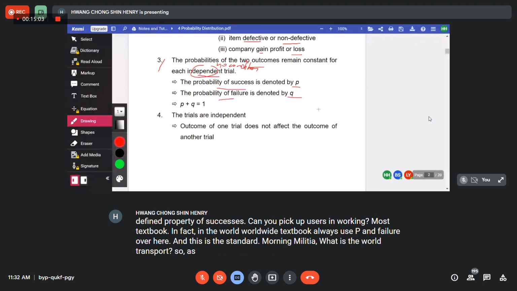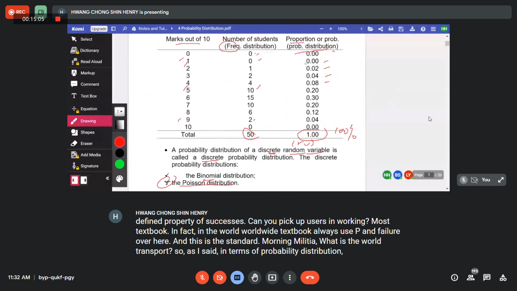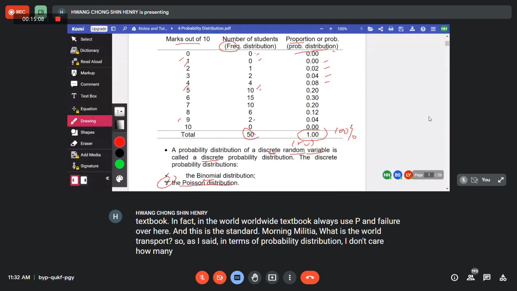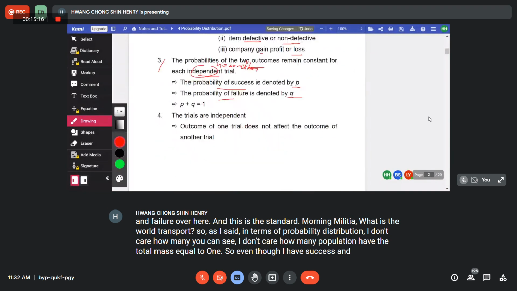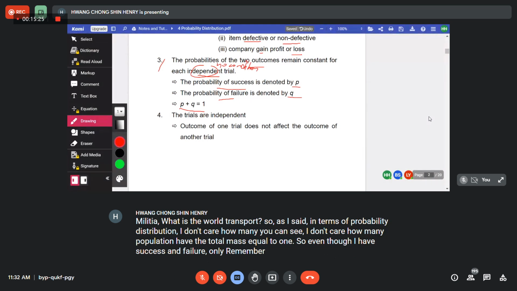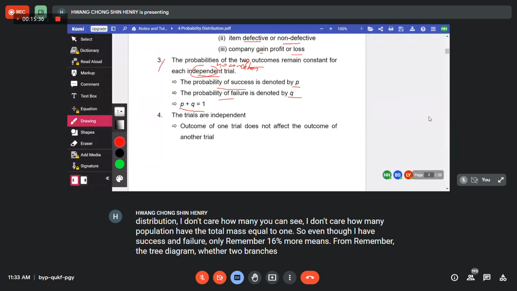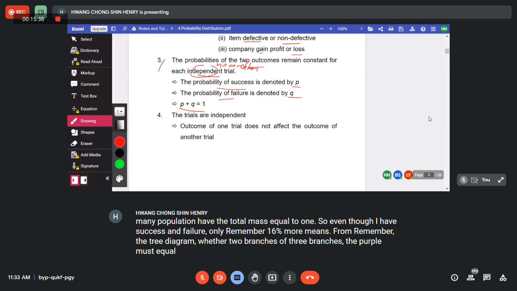So as I said, in terms of probability distribution, I don't care how many frequencies you have, I don't care how many proportions you have, the total must equal 1. So even though I have success and failure, only 2 outcomes, P plus Q still equals 1. Remember, 60% boys means 40% girls. Together must equal 1. Remember the tree diagram? Whether 2 branches or 3 branches, the total must equal 1 for each branch. That is for sure.